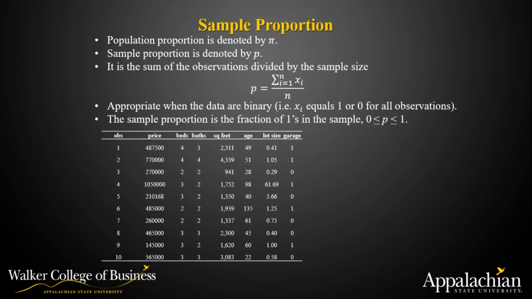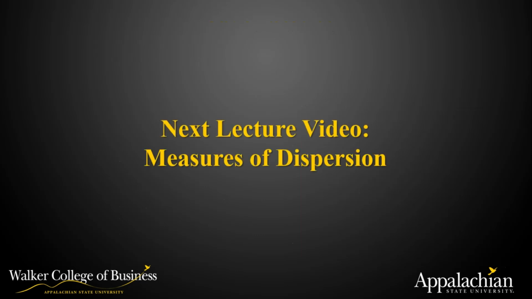So again, returning to our sample of 10 houses, turning our attention to the far right column where it says garage, we see that all the values in that column are either 1 or 0, where 1 is indicating the presence of a garage and 0 is denoting its absence. If we take the average of this column, summing up those values and dividing it by the sample size, we see that 50% of the homes in our sample have a garage, or the sample proportion is 0.5. In our next video, we're going to discuss common measures of dispersion.